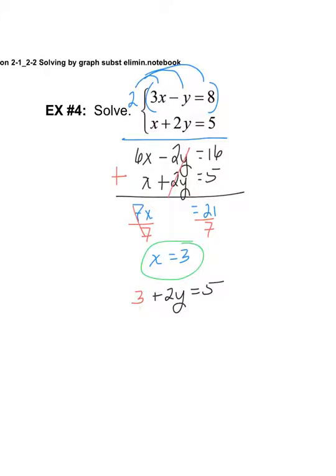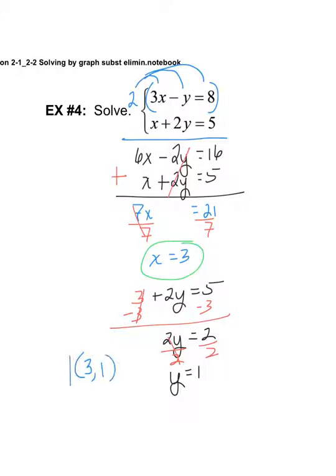Now all we have to do is solve for y. So I'm going to subtract 3. I get 2y is equal to 2. Divide by 2. And I have y equals 1. And so then your final step is to write your solution. So these are intersecting lines that intersect at the ordered pair 3, 1.